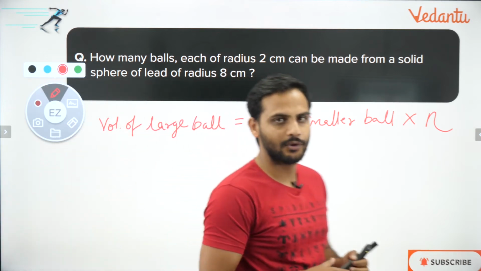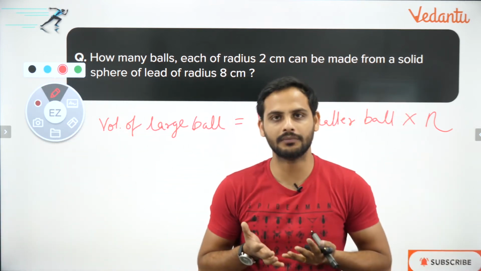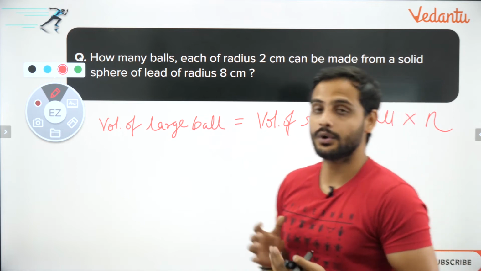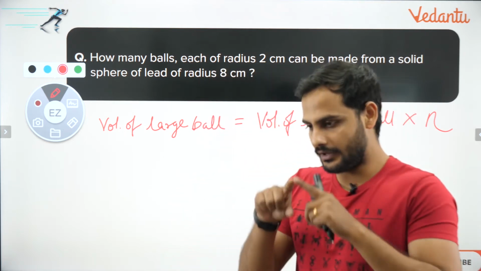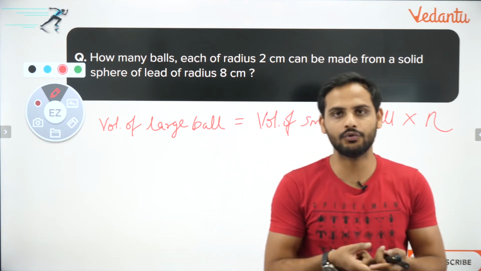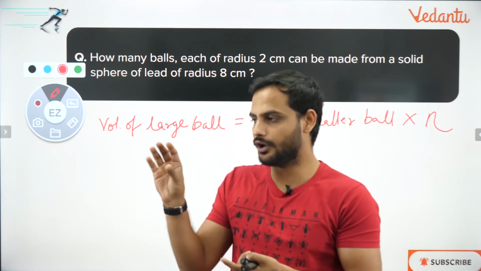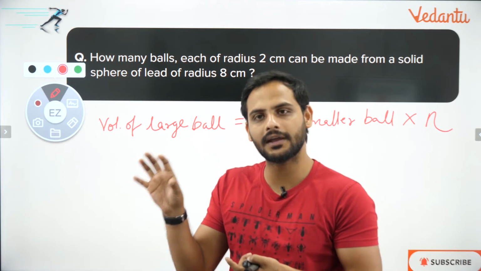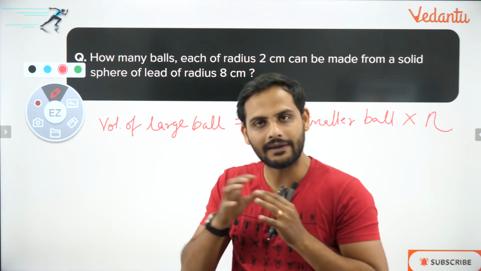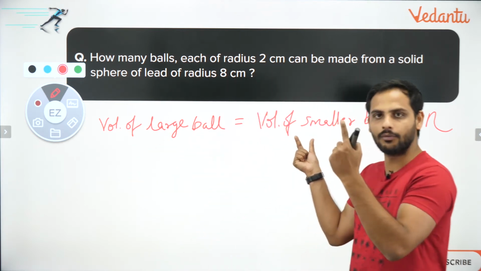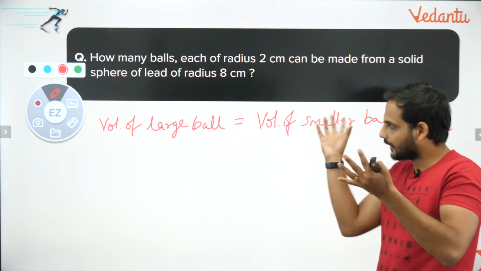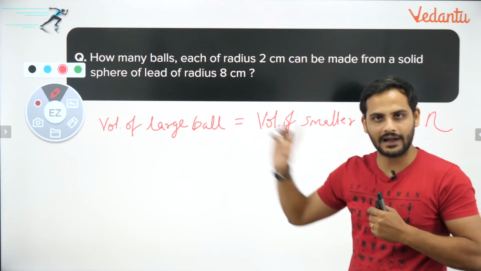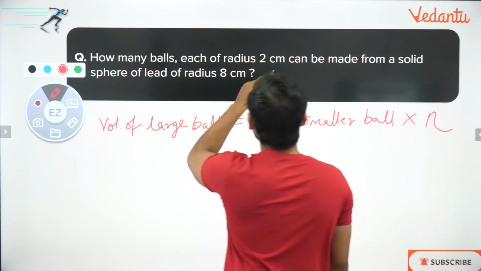Suppose you had a large ball of volume 10 m³. Okay, for volume the unit is meter cube, remember this thing. So let us say you had a ball of volume 10 m³ and you made small balls of 1 m³. So how many such balls can you make? 1, 2, 3, 4, 10. So the volume of one small ball and the number of balls will give me the total material used, and this total material should be equal to the volume of that large ball.